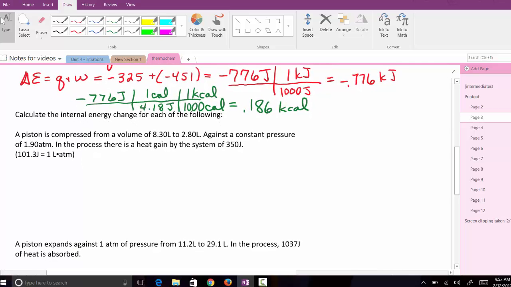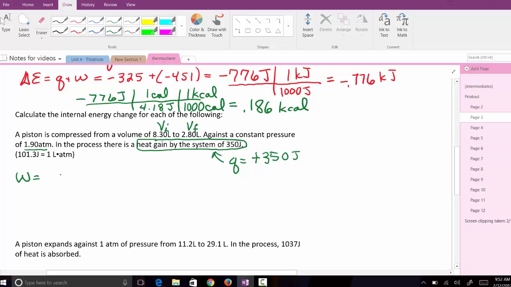All right, so back to our sample problem here. So here it says we are compressing from a volume of 8.3, so that's my initial volume, to 2.8, that's my final volume. And then there's my pressure. And here it says we have a heat gain by the system. So that means my Q is going to be a positive 350 joules. So let's look at what my work is going to be.